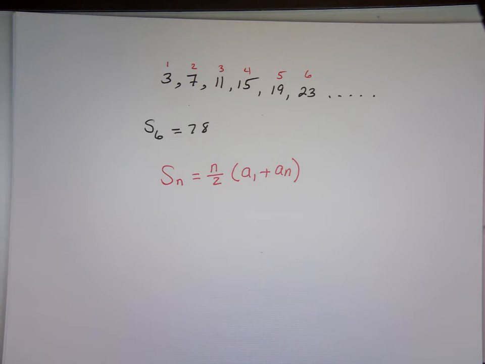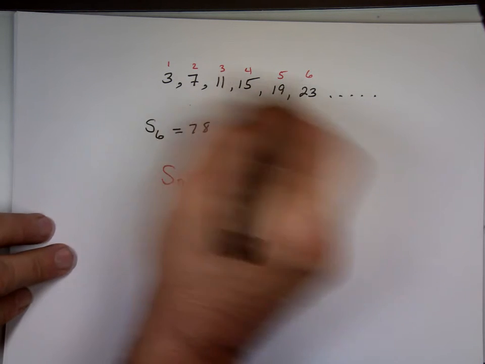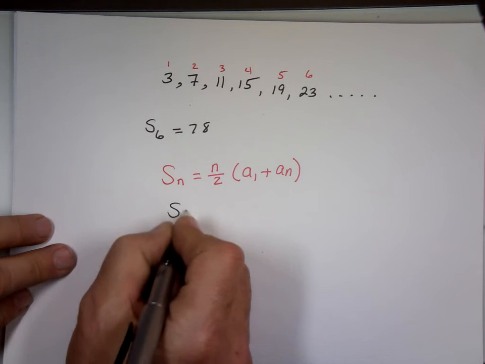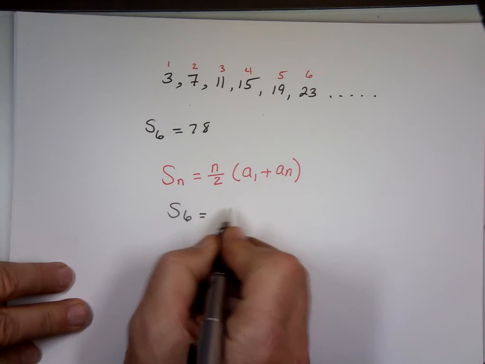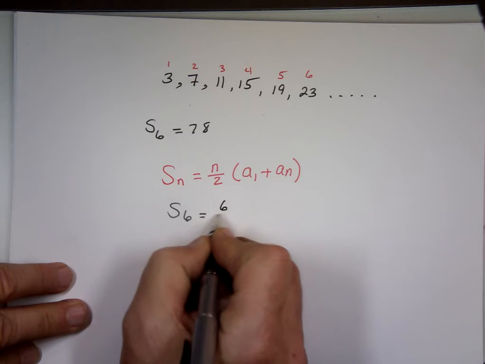So n here is what? Let's do it for these 6 numbers. What's the sum of the first 6 numbers, to see if it's working? If I get a 78, I know it's working. So all the n's will be 6's? N is 6, yes. So 6 over 2.